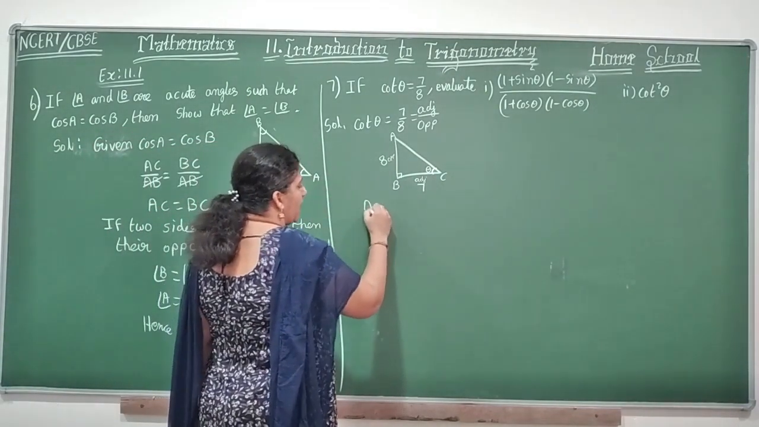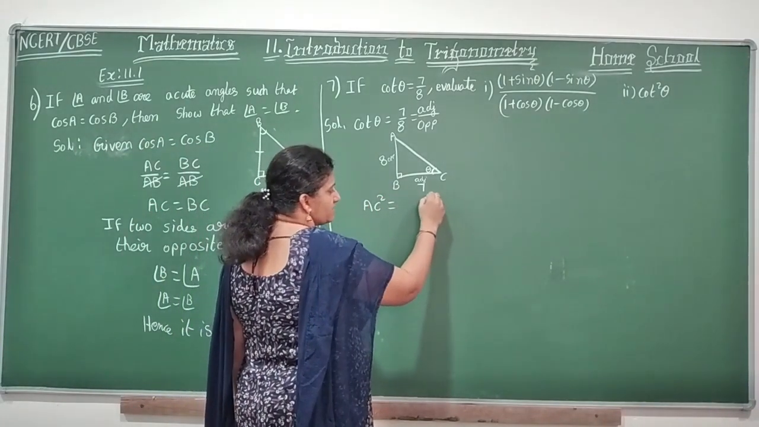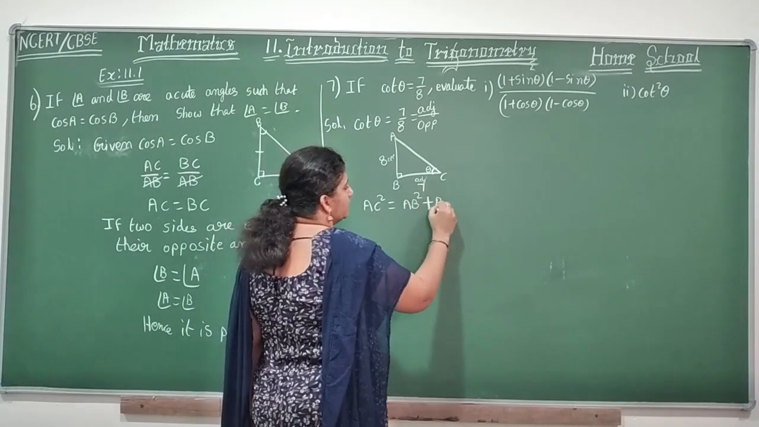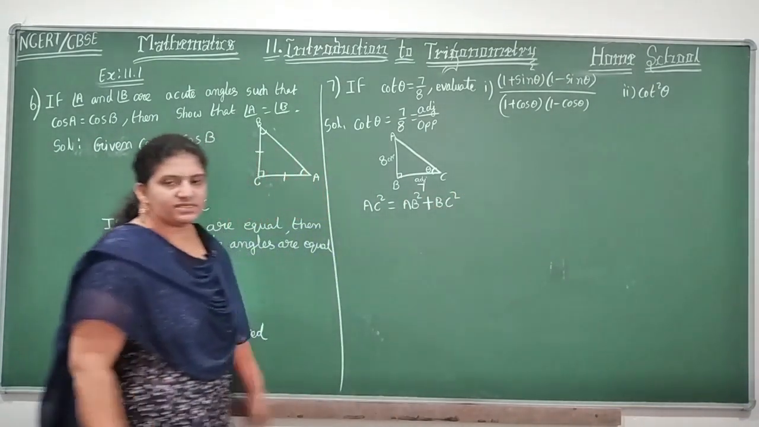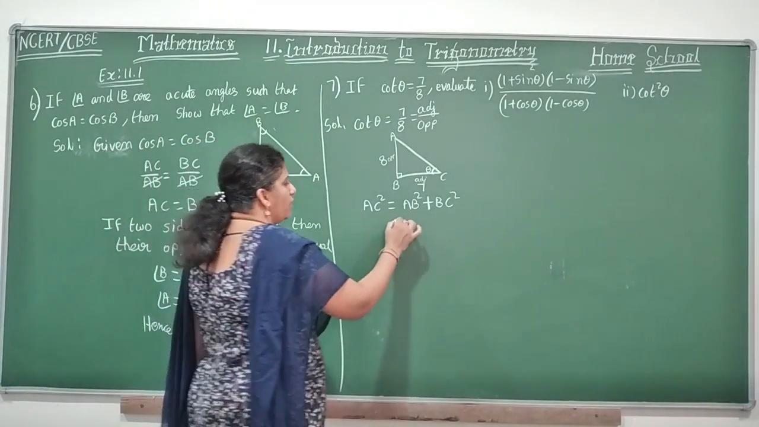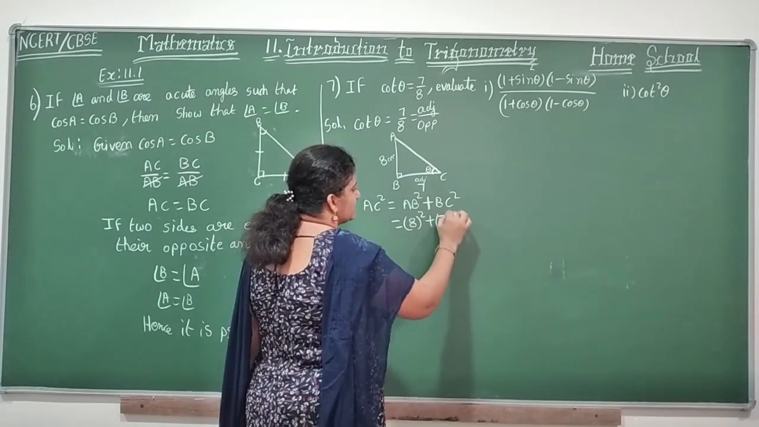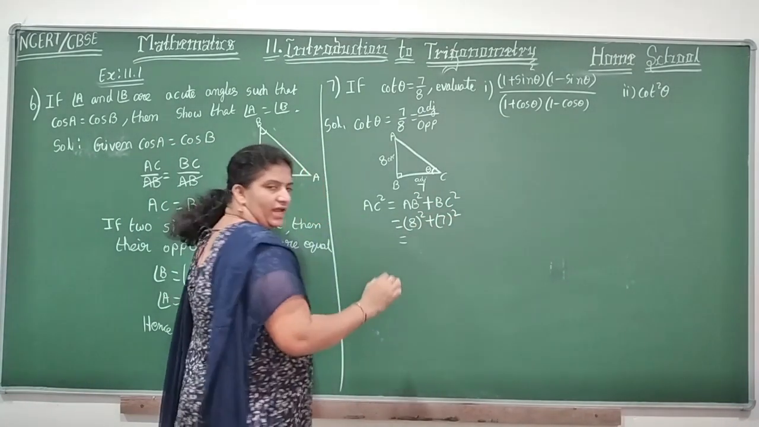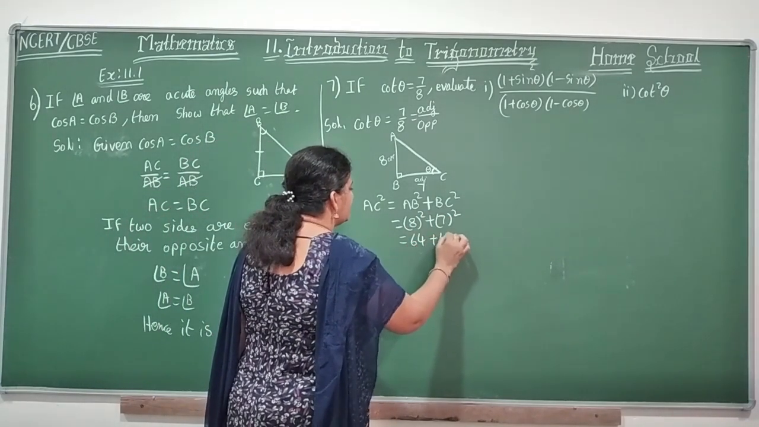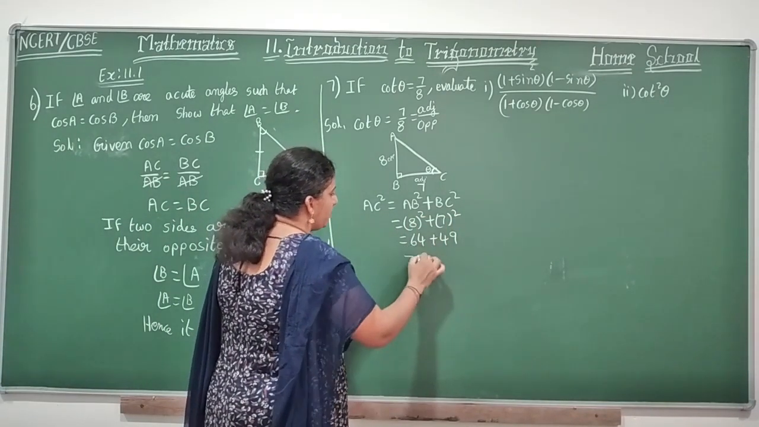Okay, find AC. How do you find it? Apply the Pythagoras formula. The hypotenuse square is equal to the sum of the squares of the other two sides. AC square is equal to AB square plus BC square. What is your AB? 8 whole square plus 7 whole square. 8 8s are 64 plus 7 7s are 49. What does this give, children, here?